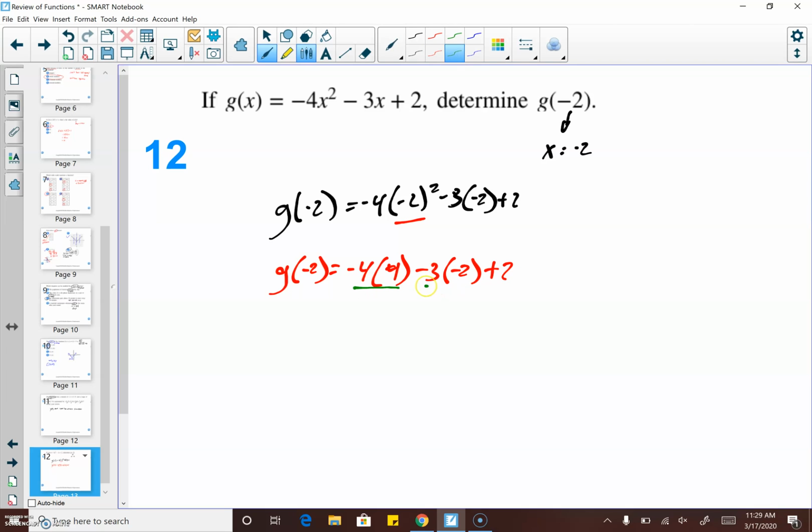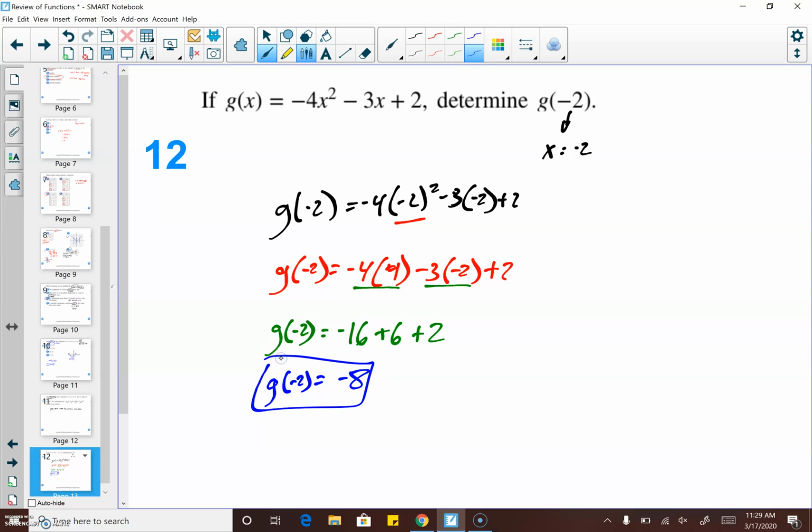Now we can do our couple sets of multiplication. So -4 times 4 is -16. -3 times -2 is positive 6. And then plus 2. And then we can add all of our pieces together here. -16 plus 6 is -10. Plus 2 is -8. So we get a final answer of g of -2 equals -8. So remember, for a question like that, just be careful that you are following your order of operations.